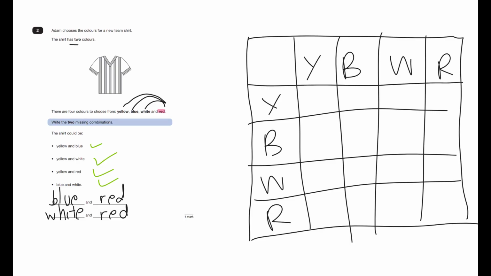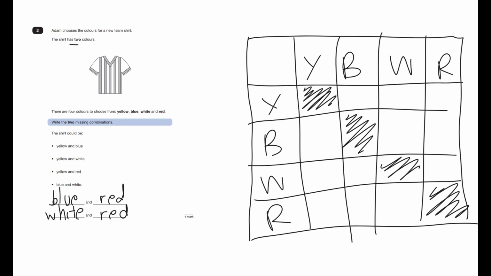So another way to do this could have been to do a 2-way table. So I've just written the colours along the top and along the bottom. This isn't very neat, doesn't have to be very neat. I'm going to just black out the same colours because it has to be 2 colours, remember. So yellow and yellow, blue and blue, white and white, red and red. They don't count.